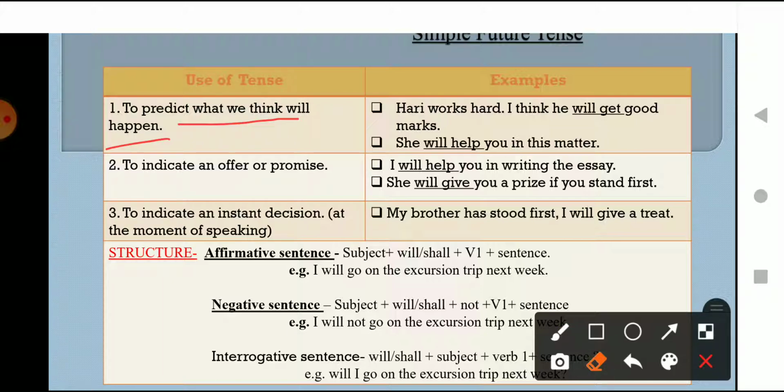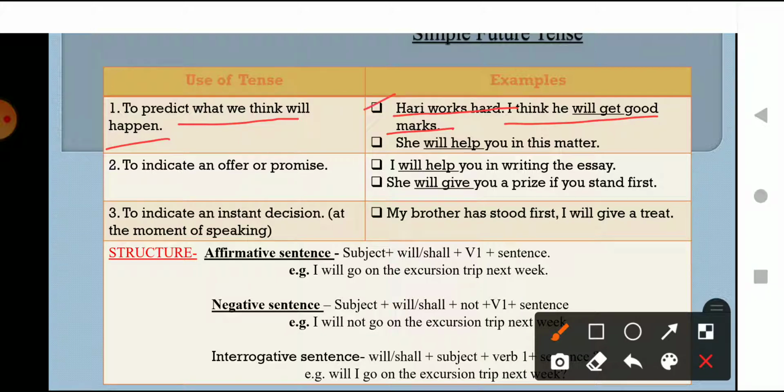So the first example is: Hari works hard. I think Hari works hard. I think he will get good marks. So this is a feeling, right? This is a feeling that I have, that I think Hari is working hard, so I feel that he will get good marks in his test, right? So as you can see, these types of sentences are used. Simple future tense is used to predict what we think will happen, right?